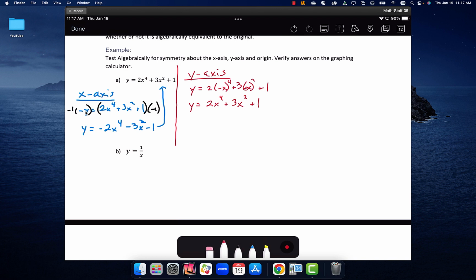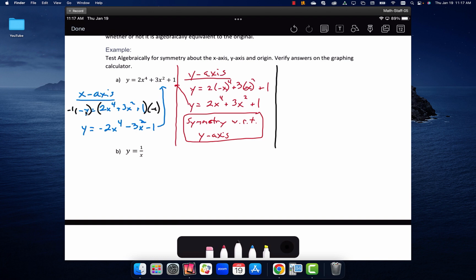And notice that this is equivalent to what you started with. Those equations are the same. So we know that we have symmetry with respect to the y-axis. I'm going to abbreviate there. Symmetry with respect to the y-axis. Now, if you have symmetry about the y and you don't have symmetry about the x, we really don't need to check for origin, but let's do it just to practice.